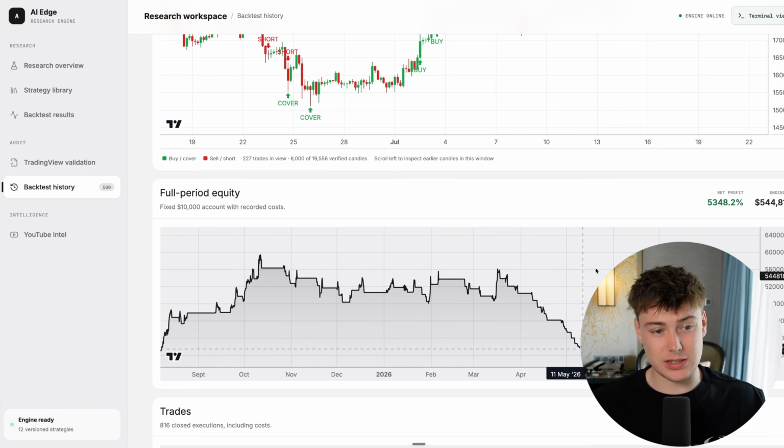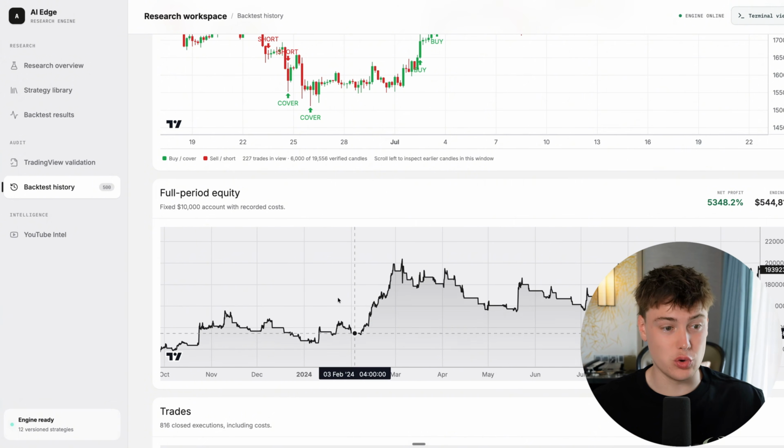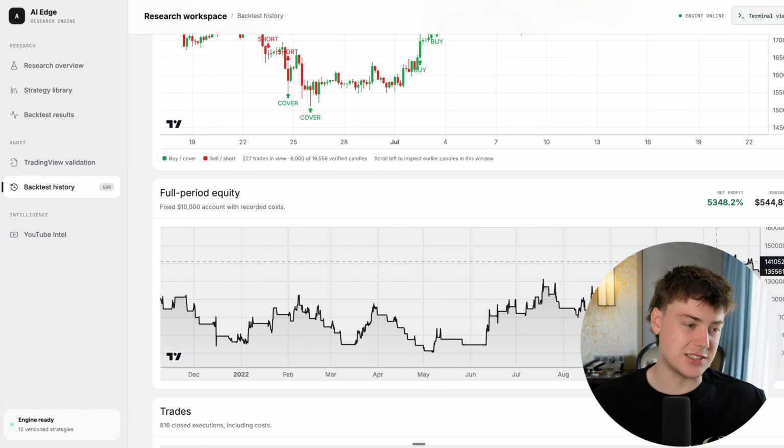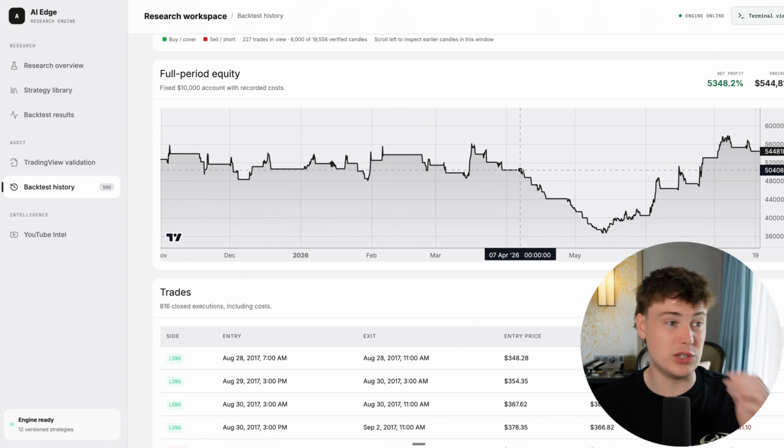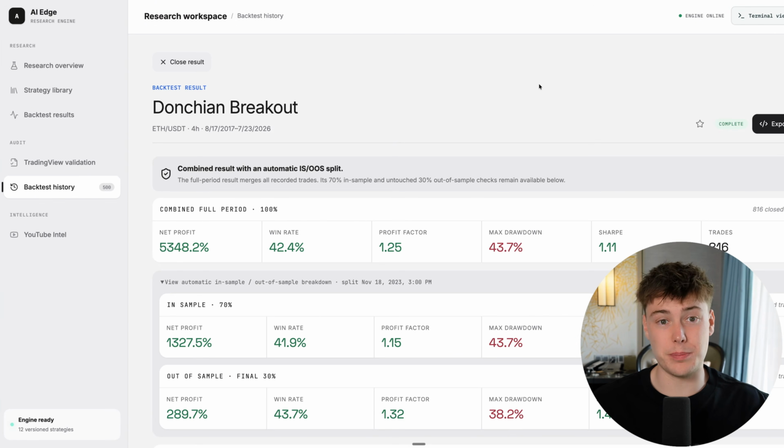$544,818. And it's actually maintained. It hasn't really round tripped too much. It's had some downs, obviously, but a pretty consistent grind to the upside. So I'm keen to look into this strategy even more, and we could also apply it to Bitcoin. All right, so how do you actually apply it to a real chart?